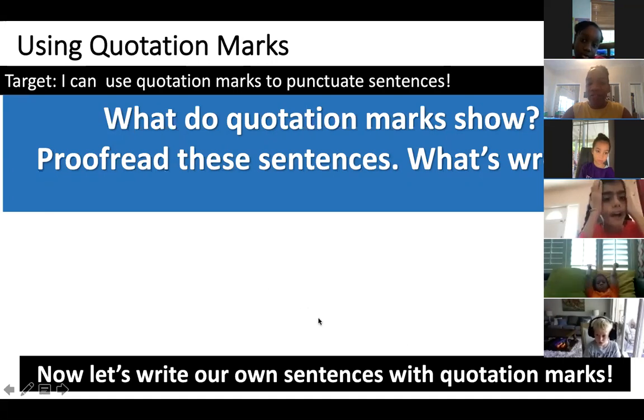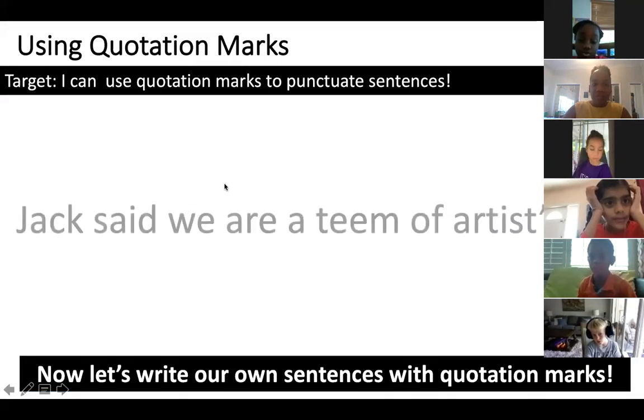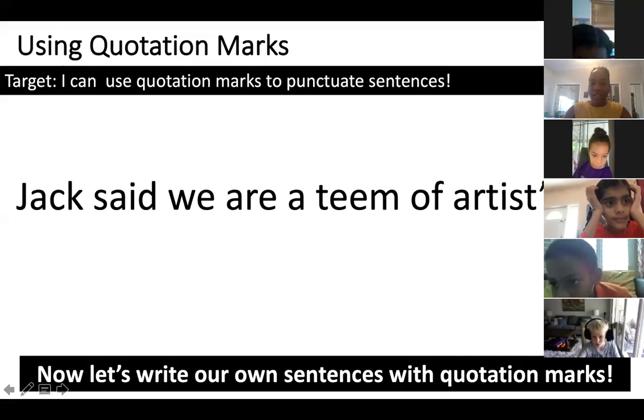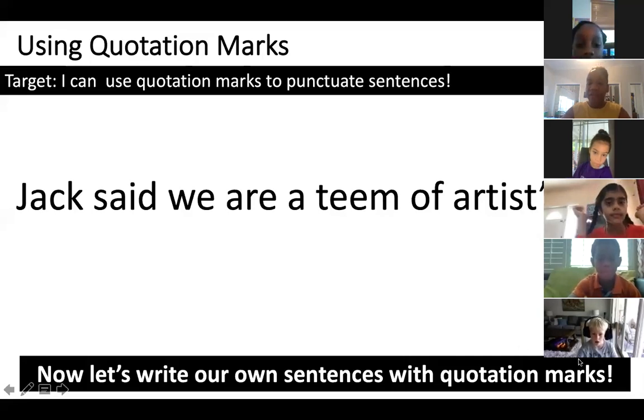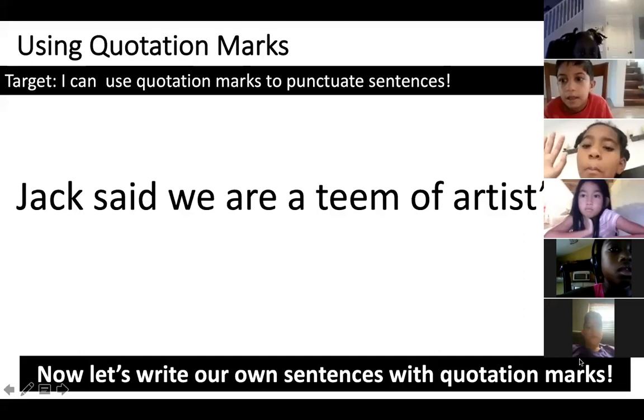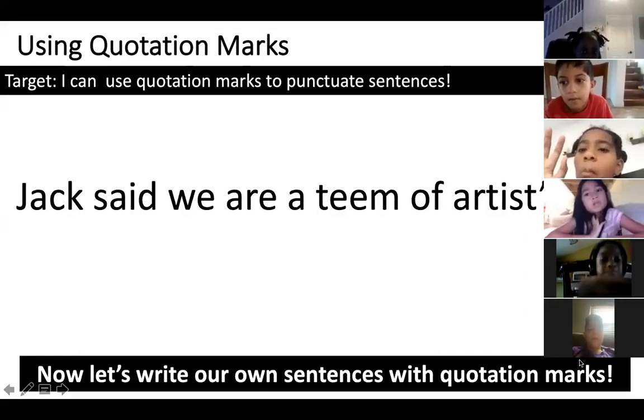So let's proofread these sentences. I want you to identify what's wrong in these sentences, okay? So have a look. So sentence number 1. Look carefully at the sentence, and then you can raise your hand to identify for me something that is wrong. Go ahead, Jessie.